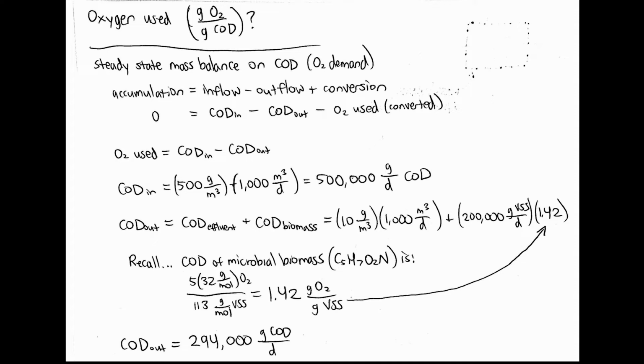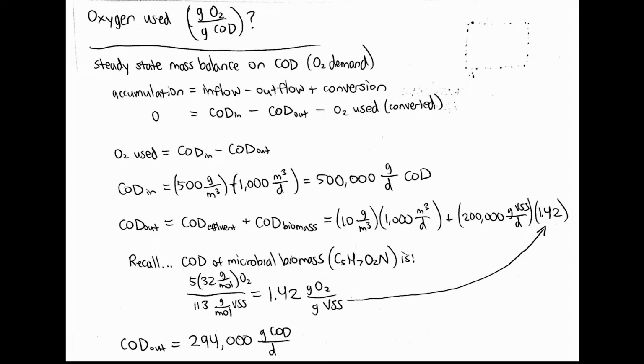And then we're also going to add the COD equivalent of the biomass that's leaving the system. Because remember, some of that organic material is being oxidized to CO2 and leaving the system, but some of it is being converted into new microbial biomass, and that biomass has its own oxygen demand, so we need to account for that COD of the biomass. So we know we have 200,000 grams of VSS leaving the system per day based on our calculation that we made in the first part of this problem.